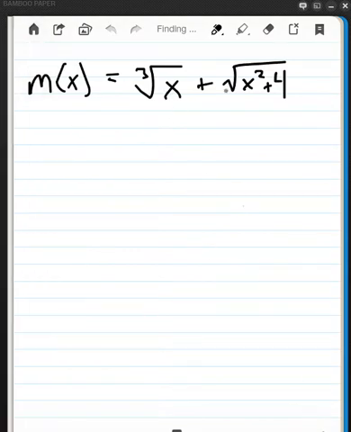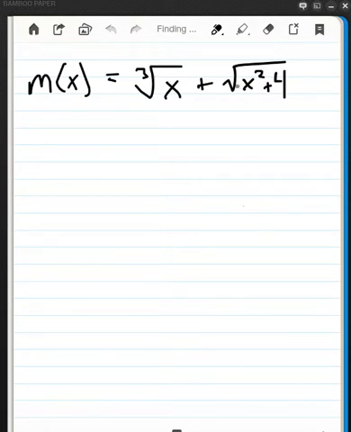We have the cube root of x plus the square root of x squared plus 4. Let's take a look at each of these terms individually. Let's start with the cube root of x. Is there any number that we can't take the cube root of? Recall that the cube root is a function that allows you to use negative numbers. You can take the cube root of -8, it's -2. You can take the cube root of 0, it's 0. You can take the cube root of any positive number, any negative number, 0. So this doesn't have a domain restriction. So we're cool with this. We don't need to worry about that.